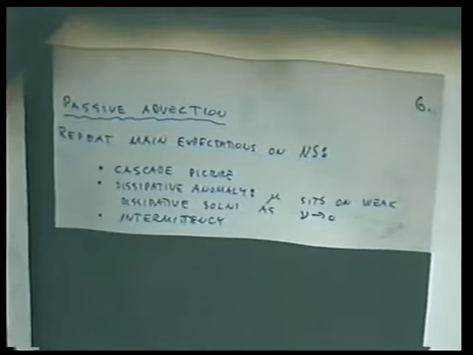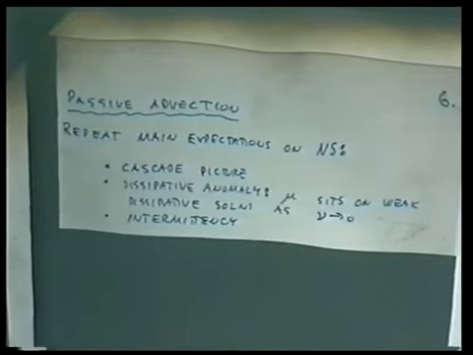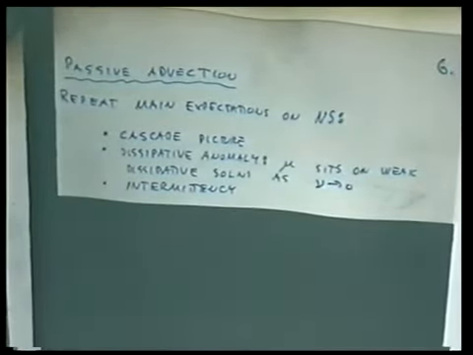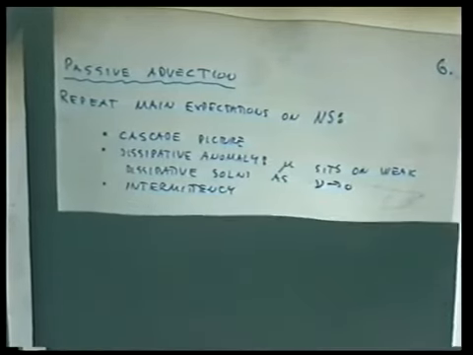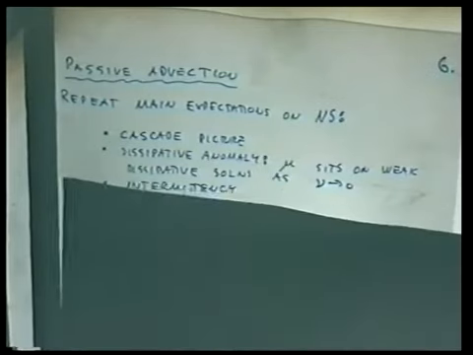Okay, so let me repeat the main expectations we have on Navier-Stokes: the cascade picture of energy, the dissipative anomaly, the measure sitting on weak dissipative solutions of the Euler equation as the Reynolds number goes to infinity, and this intermittency. It's very important that they are non-unique. The whole ensemble of solutions contributes.